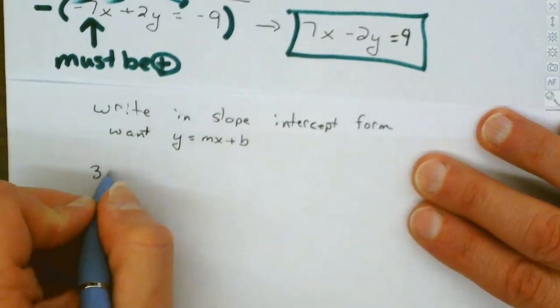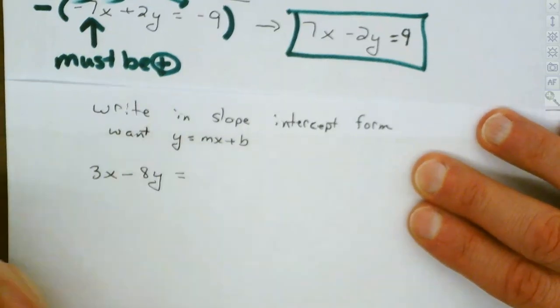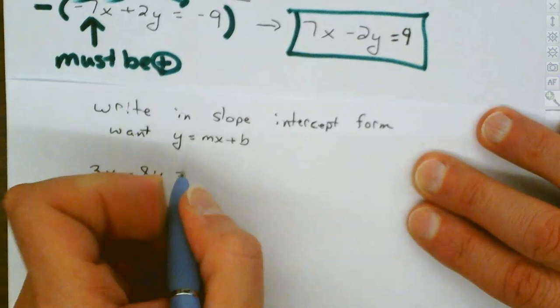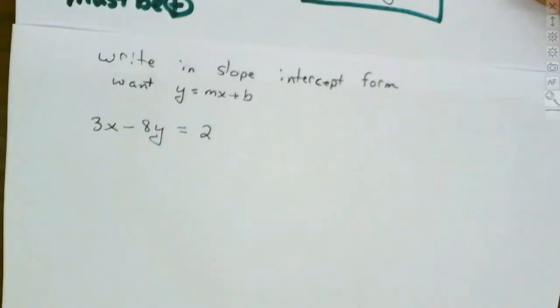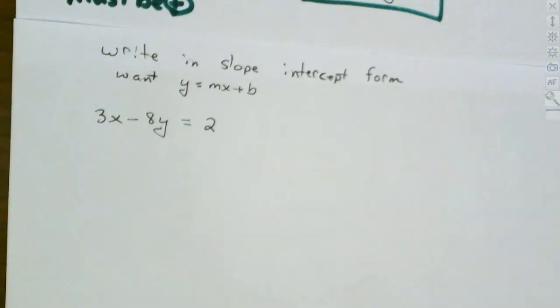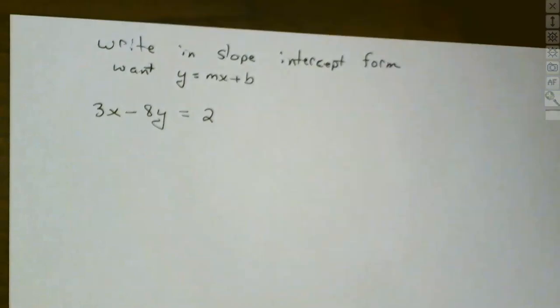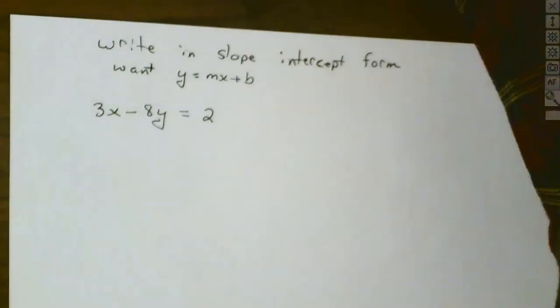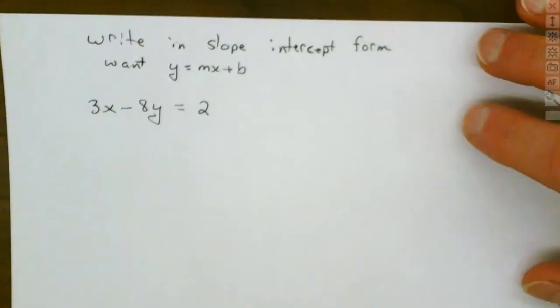And how about we have 3x minus 8y equals 2. So I want to write this one in slope-intercept form. And you've probably done this one before. I know we did one earlier today. We did the parallel lines a moment ago in 2-2. We want this one in slope-intercept form.